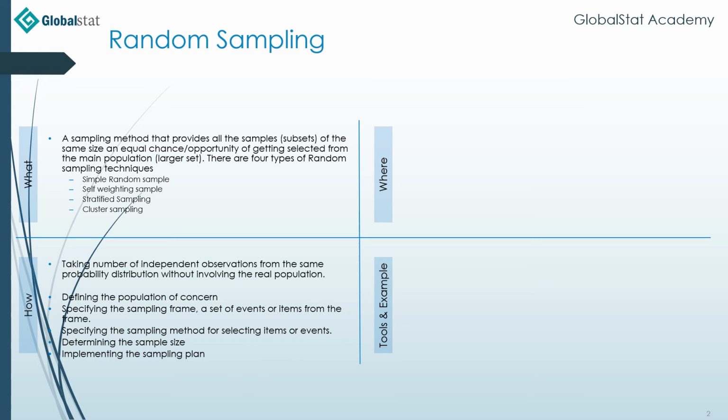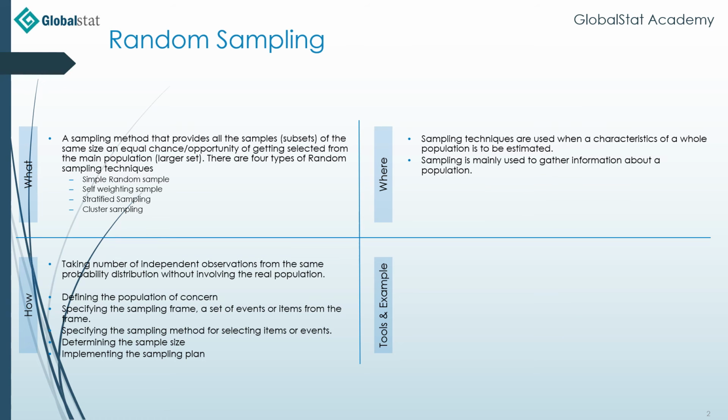Next, how do we do this sampling? You can take a number of independent observations from the same probability distribution without involving the real population. Then you have to define the population based on which you are going to build the model. Then you have to specify the sampling frame. Next, you have to select the specific sampling method, and obviously determine the sample size. You can use sampling techniques when a characteristic of a whole population is to be estimated.